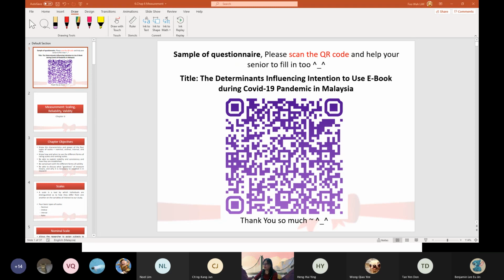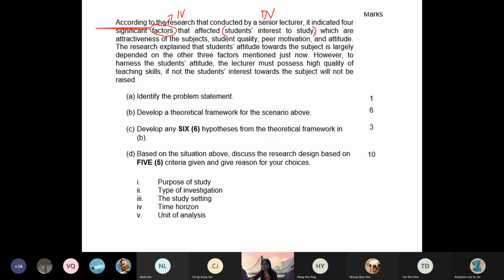The topic is about intention to use ebook under what situation, during the COVID-19 pandemic in Malaysia. So I already know she's going to investigate what factors, or what IVs, are going to have a significant influence on the intentions to use ebook here. That's why at the beginning of the class I invited you to fill in this questionnaire, right? So come back here. Significant factors here will be the IV.